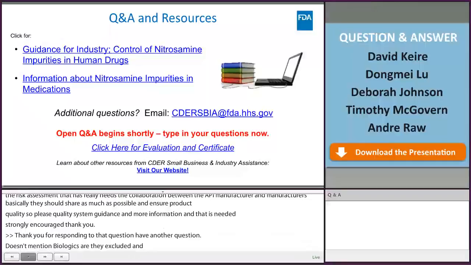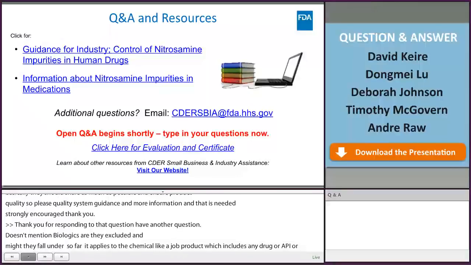Okay, so for this guidance, it applies to the chemically synthesized drug products, which include any drug or API or drug products with a chemically synthesized structure. So if there's a biological product that has chemically synthesized fragments, then this guidance would be applicable to that, and also to the products where the manufacturing process is at risk of nitrosamine contamination due to other factors. So this guidance doesn't include the biologics that are not related to any chemically synthesized fragments or structures.